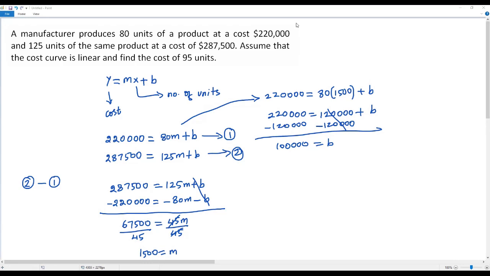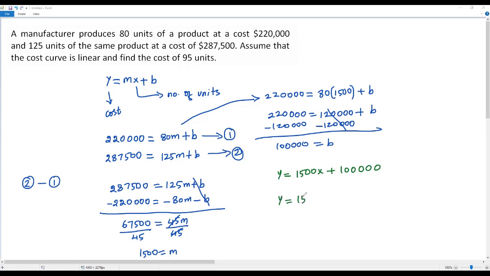Now what we can do is plug in the value of m, 1,500, and the value of b, 100,000 into this equation. Then we have y equals 1,500x plus 100,000. Now I got the cost curve. Our aim is to find the cost of 95 units. That is, we have to plug in 95 for x and find the value of y, which is the cost of 95 units. Let me do it.